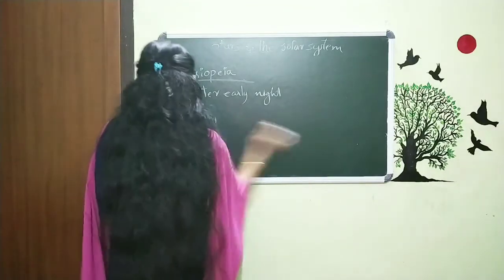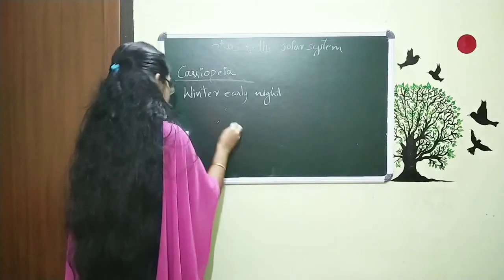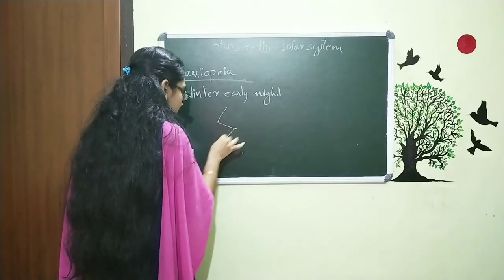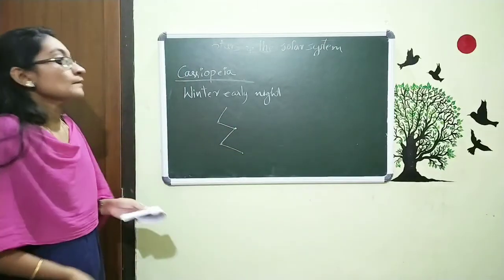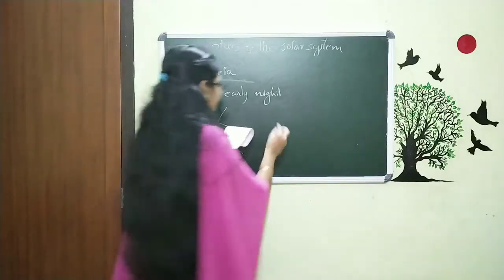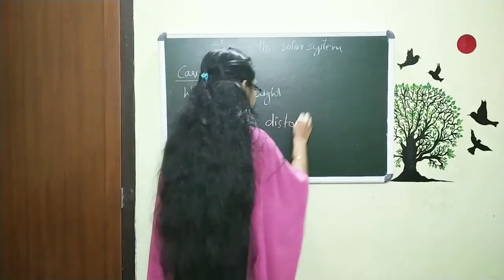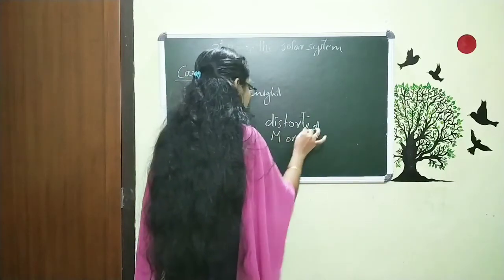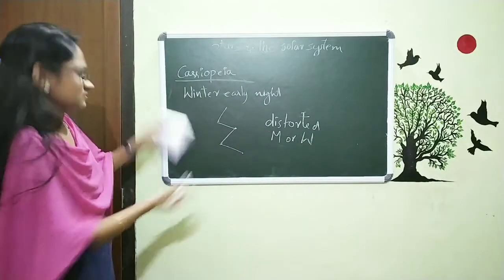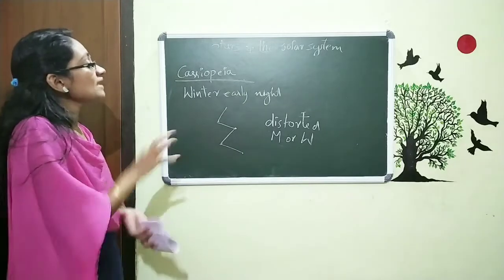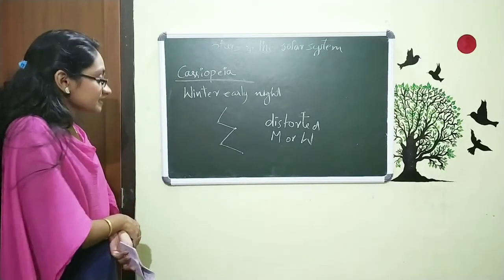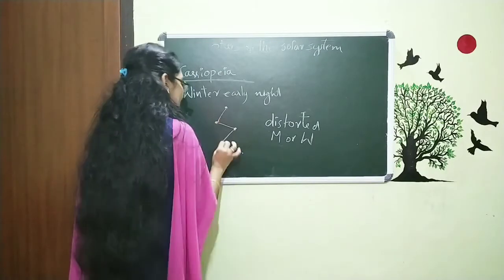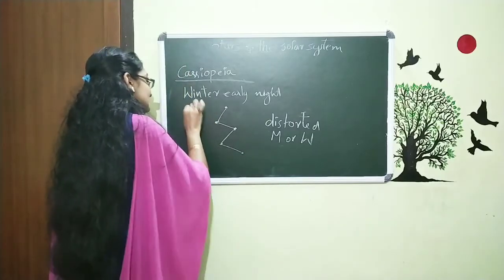So the shape of this is like this, 5 stars are there. It is something like this shape. So we can say this looks like a distorted letter M or W. This is similar to the English letter M or W. So this is Cassiopeia. You just want to remember the name Cassiopeia and the number of stars present, 5 stars.